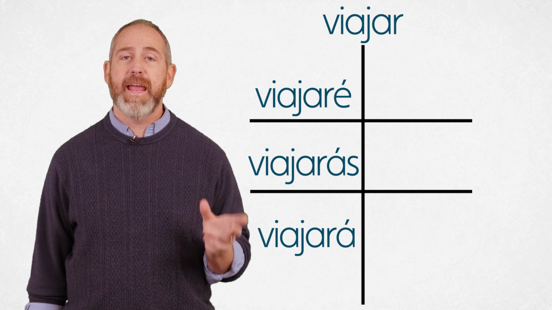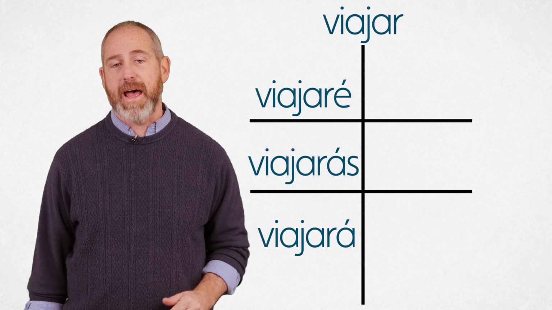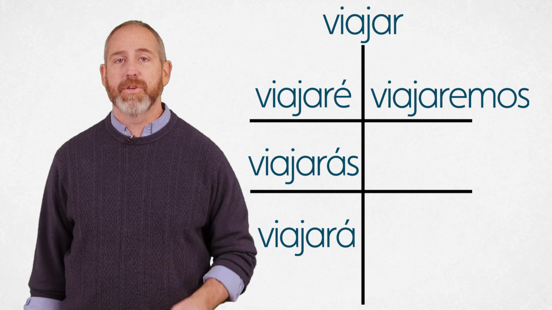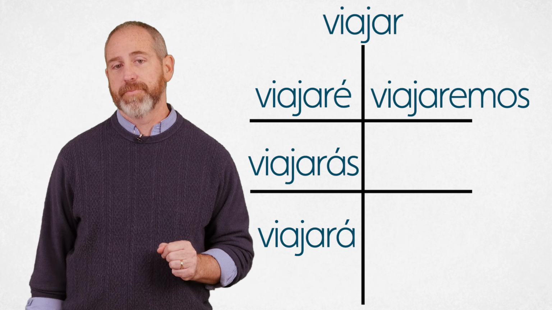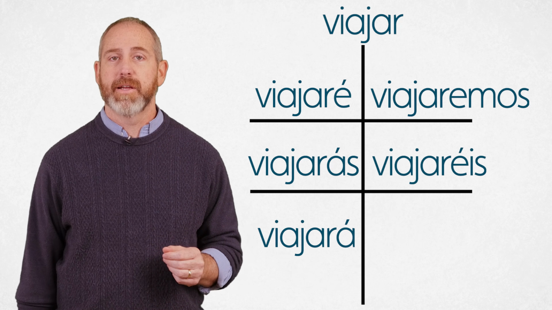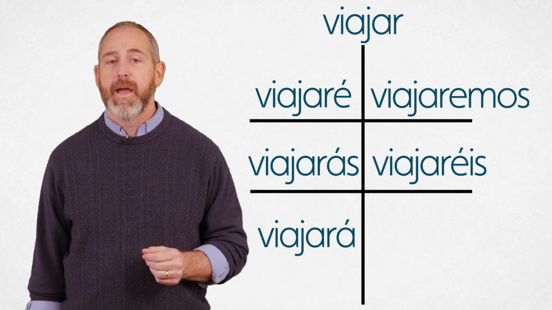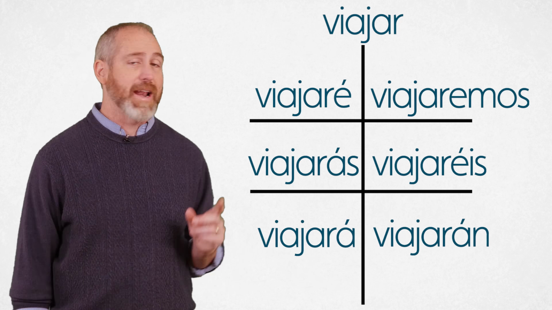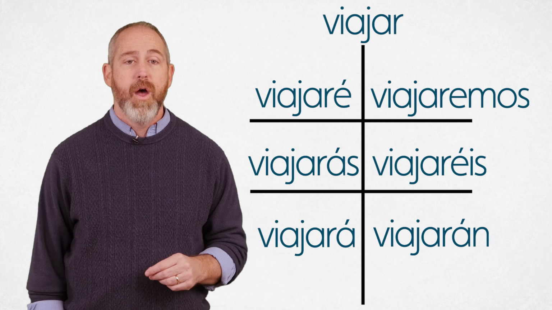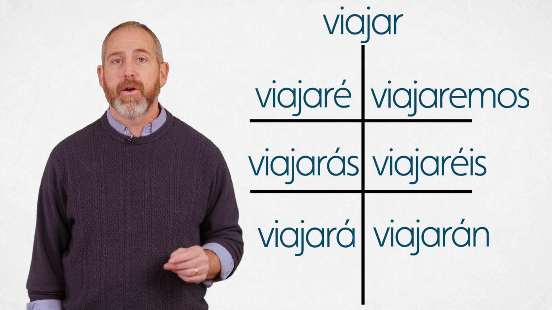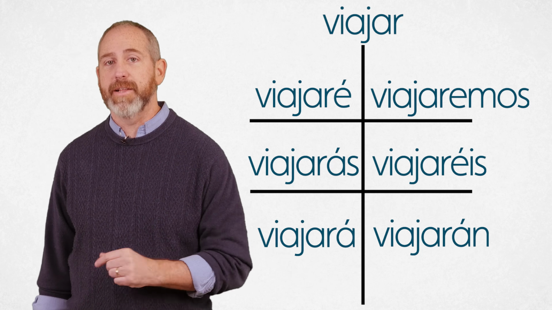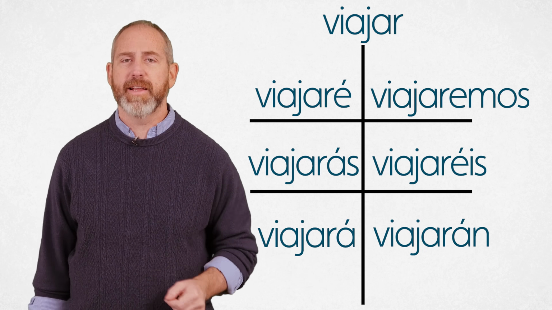So él, ella, usted viajará. Over for the nosotros form, viajaremos. And for the vosotros form, viajaréis. And then at the bottom right, viajarán. Okay, and that's how we do all ER, AR, and IR verbs in Spanish when we want to do the future tense. Let's look at this in context for a minute.